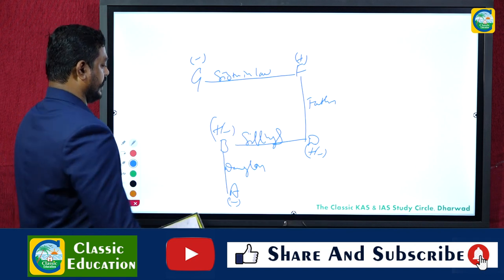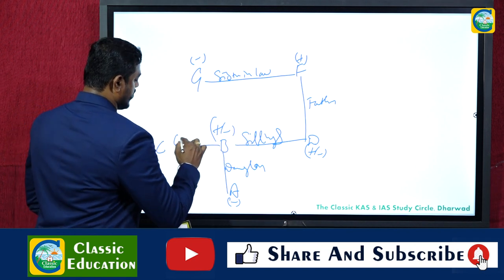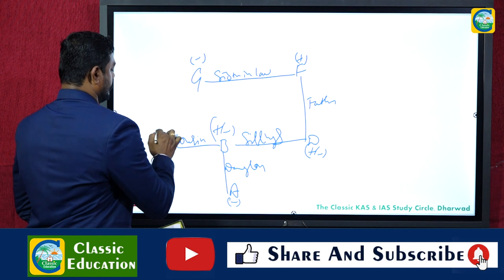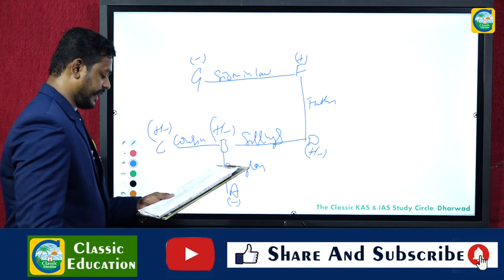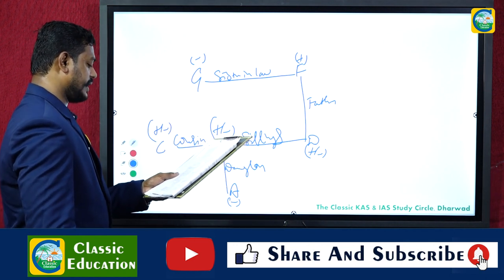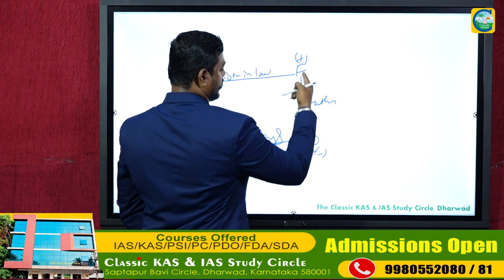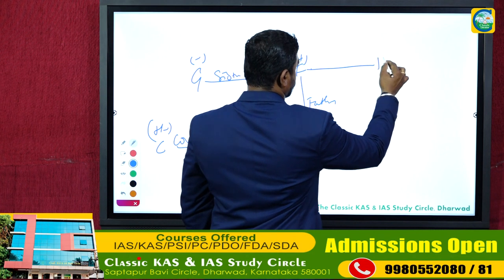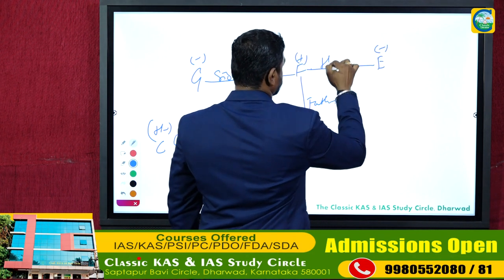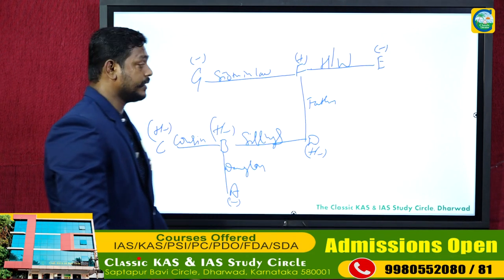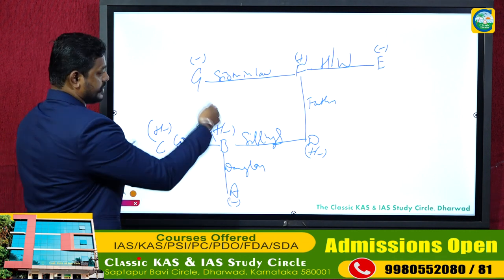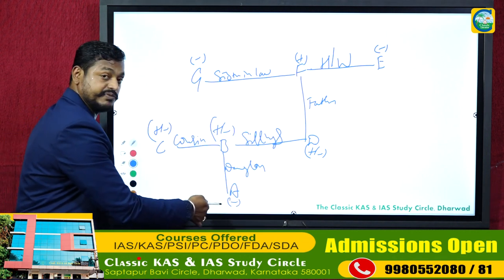C is a cousin of B. C is a cousin, okay, plus or minus. Then one candidate left here. Who is E? They are asking who, means already here it is the father. F is the father of D, means then E is the mother. Both are husband and wife. Okay, three females, that is G, E, A, three females.